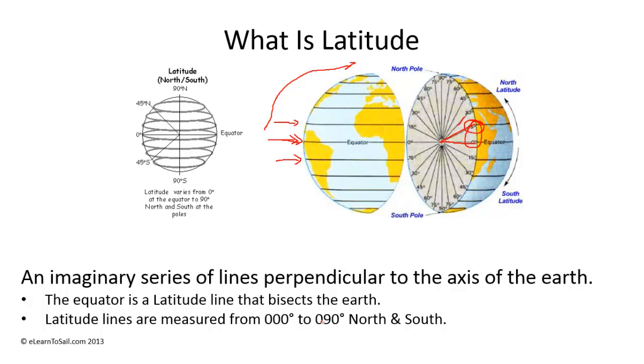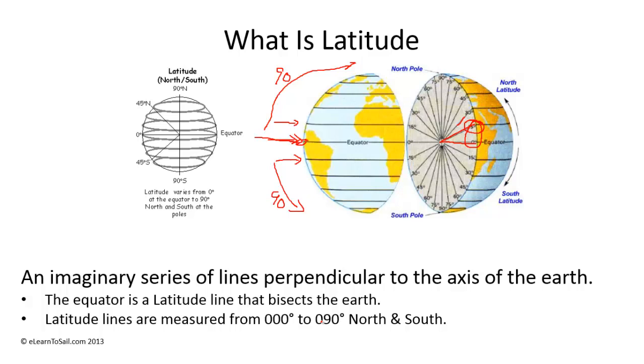The equator is a latitude line that bisects the Earth. So that's the only one that bisects the Earth. And latitude lines are measured from 0 degrees at the equator, north 90 degrees, and south 90 degrees. So how do we get a full 360-degree circle?